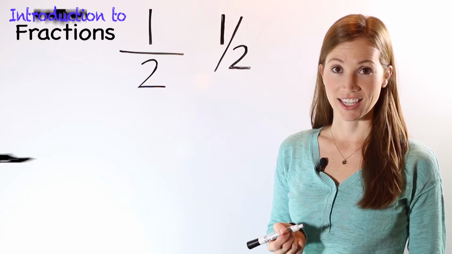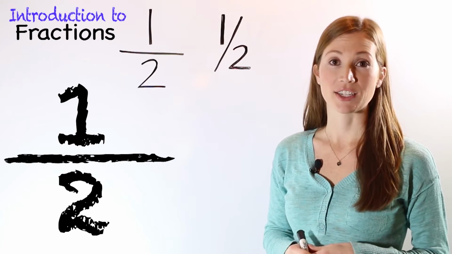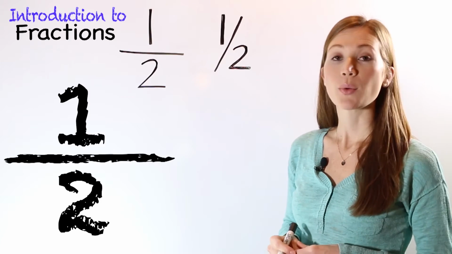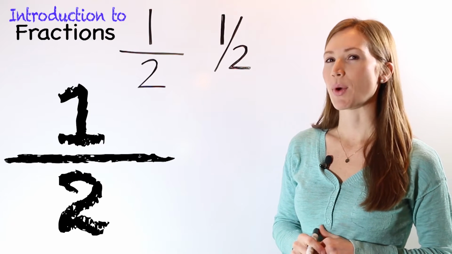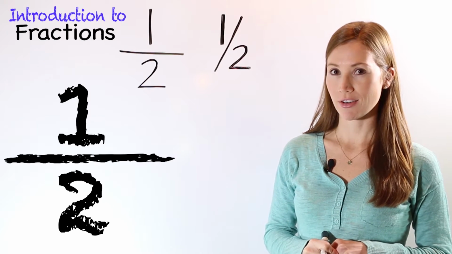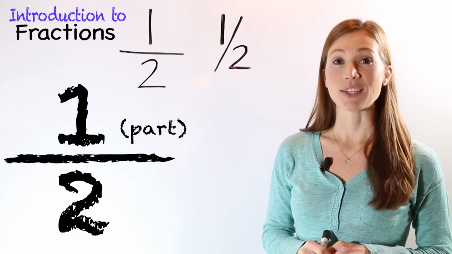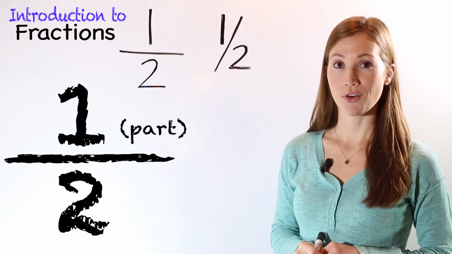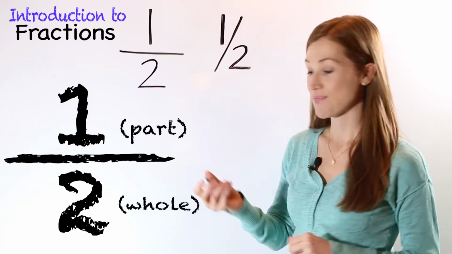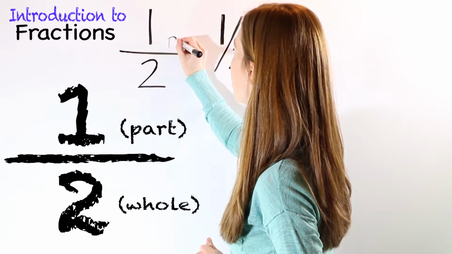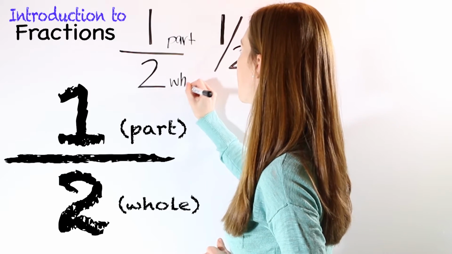Let's look at another fraction together. I've written the fraction two different ways, but again, both fractions represent the same amount. We read this fraction as 1/2. Now, can you tell me what number represents the part? If you said 1, that's correct. And can you tell me which number represents the whole? If you said 2, that's correct. Great job. We have one part and 2 is our whole.